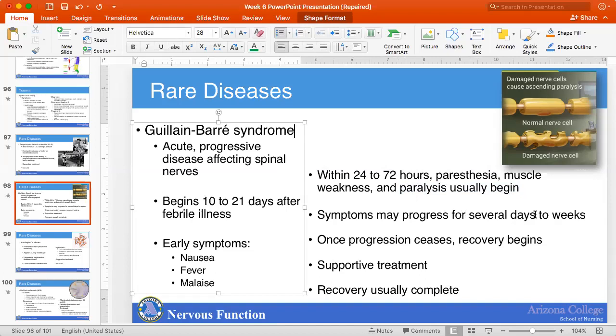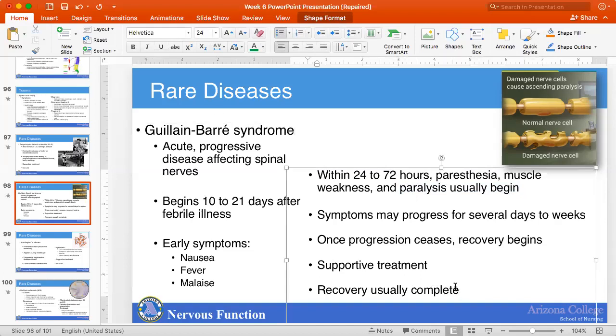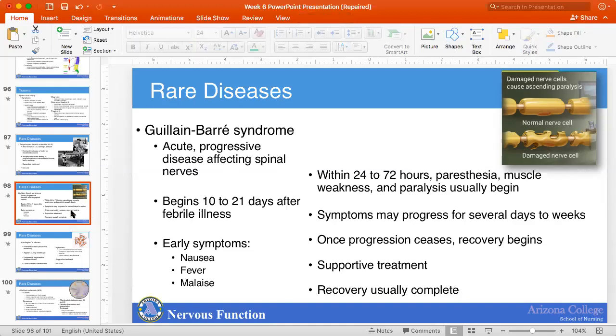Symptoms may progress for several days to weeks. Once progression ceases, recovery then begins. Treatment is supportive, and recovery is usually complete, though there could be some lasting effects, and it really just depends on how early it's caught. If it's caught early enough, it's not as bad, but there will still be significant problems. But it can be fatal.